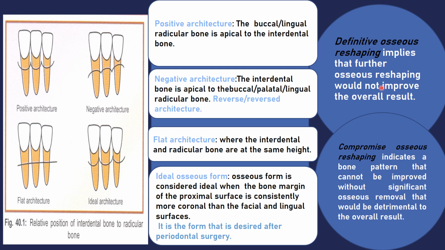So what is compromised osseous reshaping? It is any reshaping that would have a more compromised effect on the result. It indicates a bony pattern that cannot be improved without significant osseous removal, which would be detrimental to the overall result. So hereafter we cannot do anything, as that will be detrimental. That is the compromise type. So these are the two types of osseous reshaping.